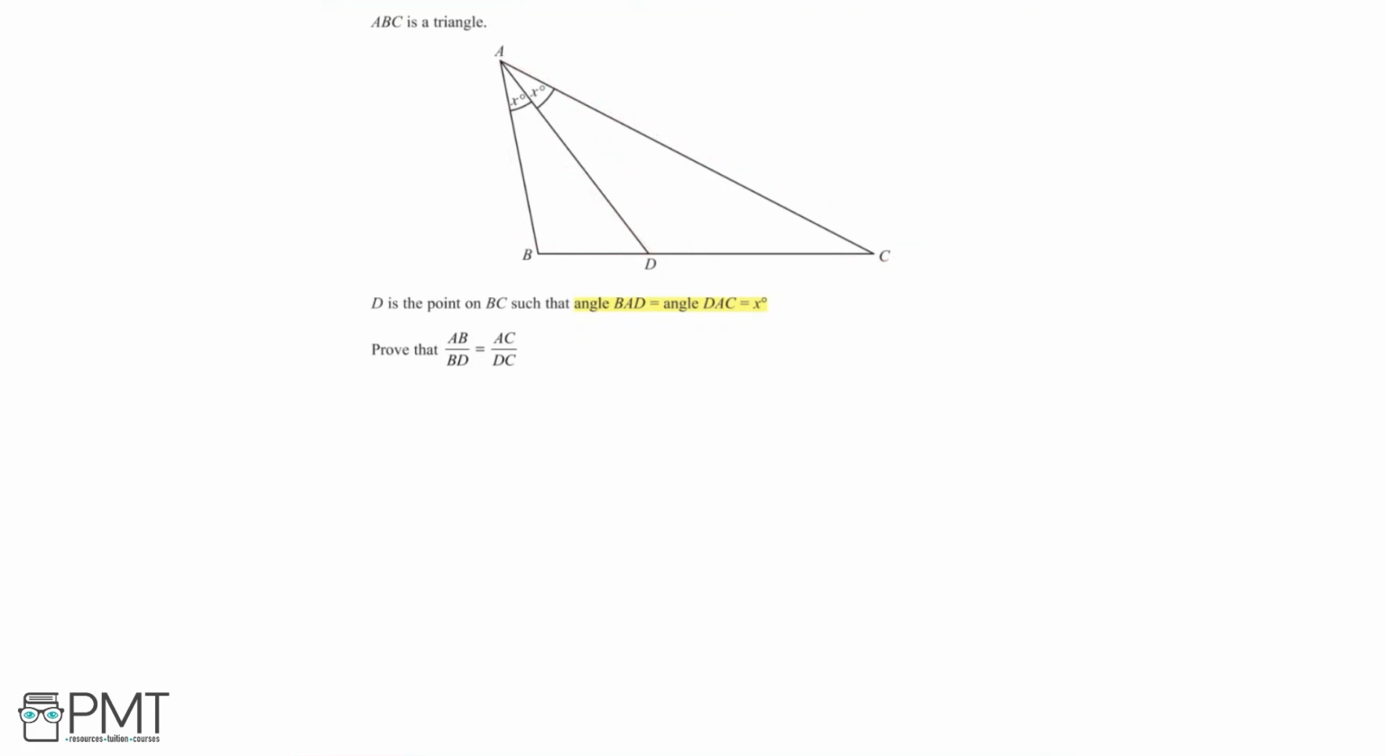Let's start by using the sine rule for triangle ABD. We know that the sine rule states that sine A over A is equal to sine B over B, which is equal to sine C over C. We can apply this to triangle ABD by saying that sine x over BD is equal to sine ADB over AB, and we can label in angle ADB to make it clearer.